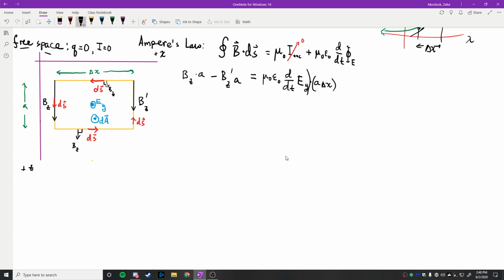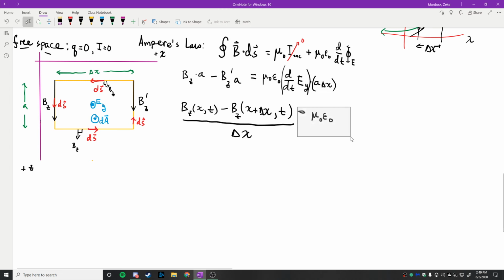And we basically say that the derivative is really only going to act on the field. And so ultimately what we end up getting is this. On the left-hand side, we've got Bz. There's an a in every term, right? We're going to immediately cancel the a's. We've got Bz, which is a function, remember, of x and t. And then minus Bz prime, which is basically the magnetic field z component evaluated at another coordinate, so at x plus delta x, t. And all of this gets divided by delta x and ends up being equal to mu naught epsilon naught multiplied by the time derivative of the electric field y component.